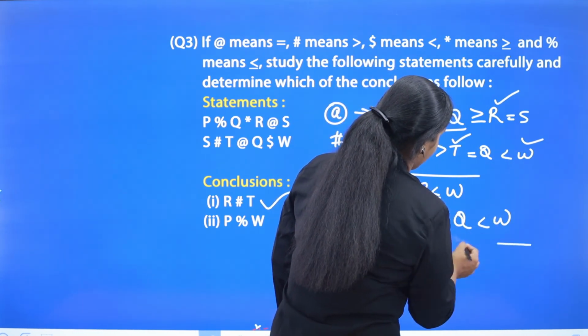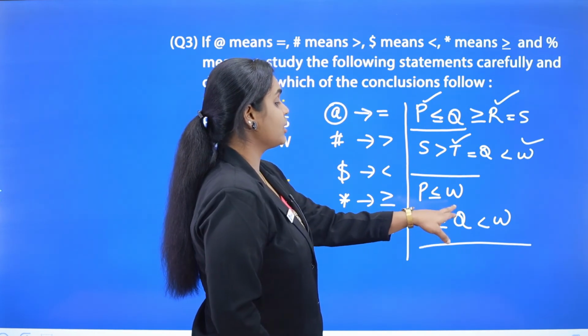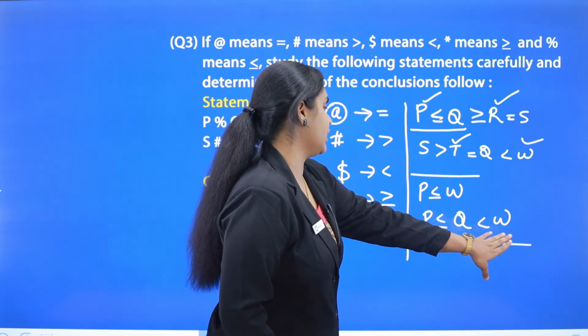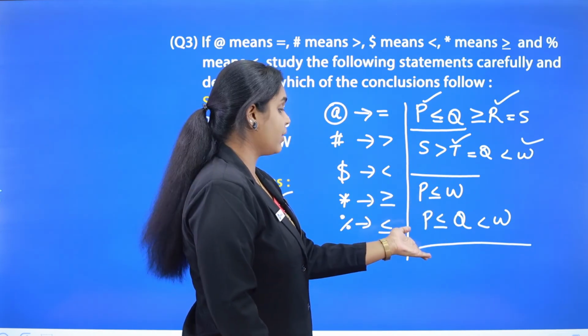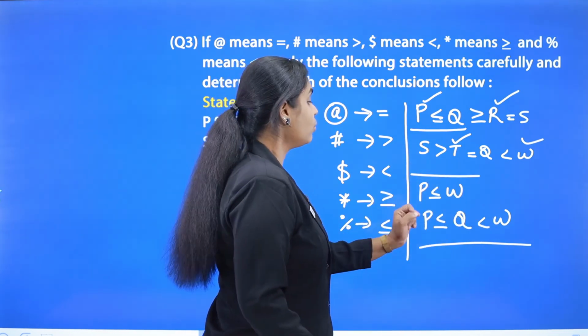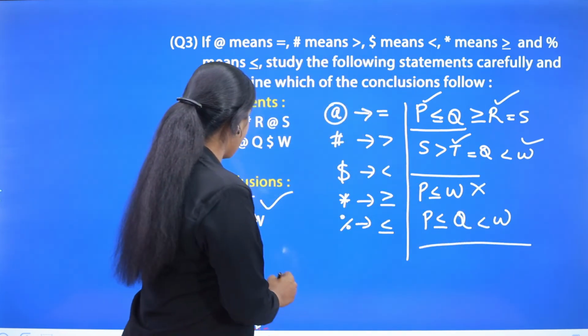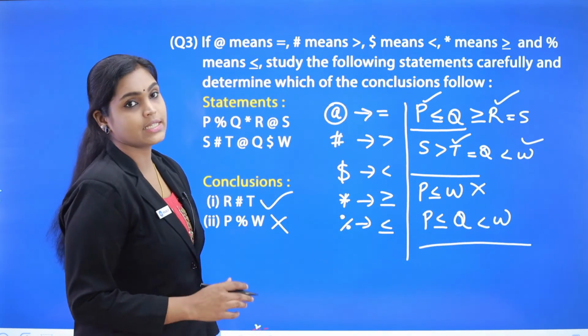Q less than W. Now P less than or equal to Q less than W means we cannot say P less than or equal to W. It can be either less than or equal to, or it can be less than only. So this conclusion is wrong. So that means conclusion 2 does not follow.